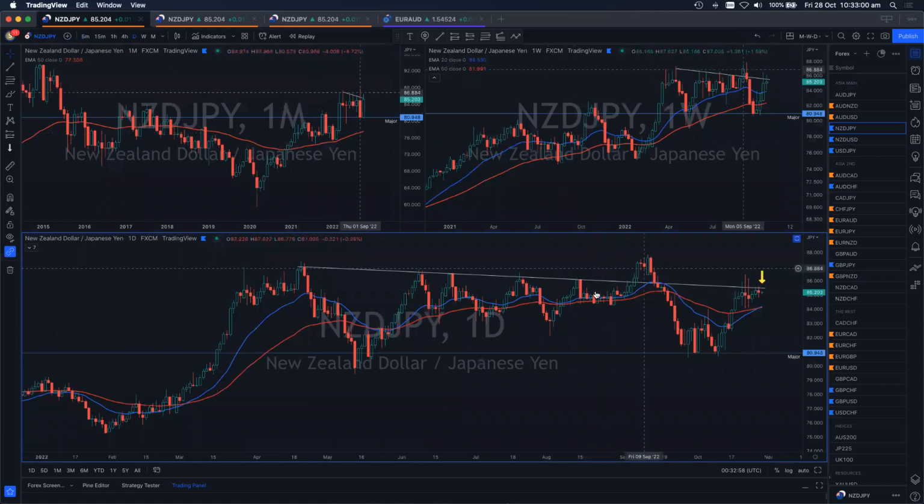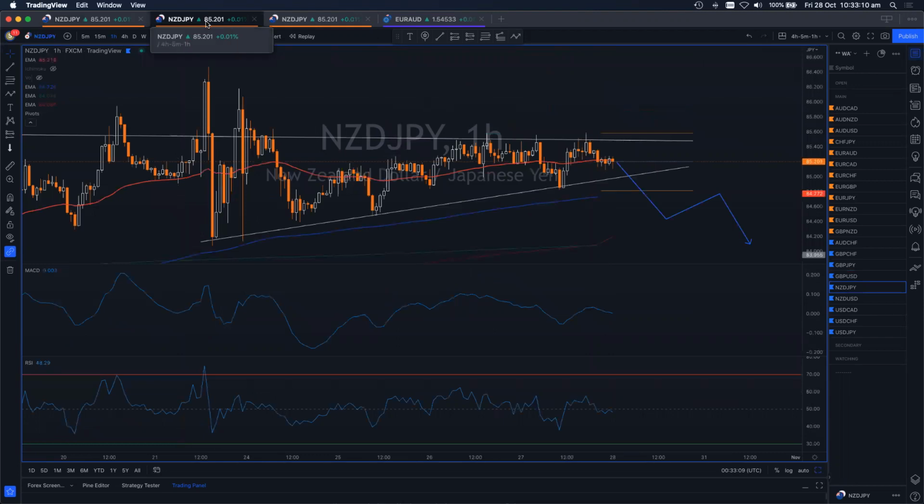Kiwi yen, this level here is pretty strong. Been rejected many times. Been rejected again, stalled in there, and a nice little doji yesterday. This is the wedge I put in yesterday, I think. Yeah, put this in yesterday, and it's still respecting it. So just come back down here and retested it. Test the top. That's pretty good.